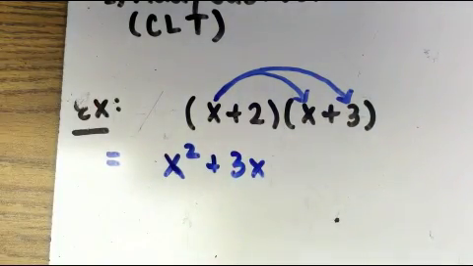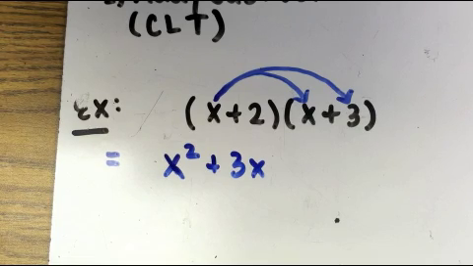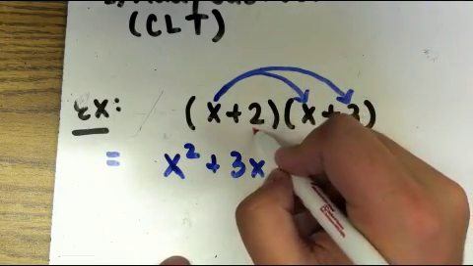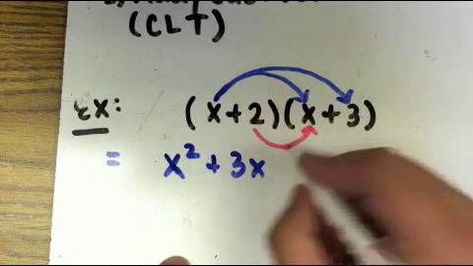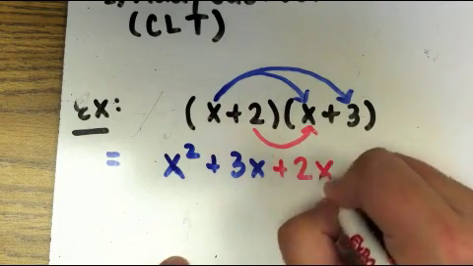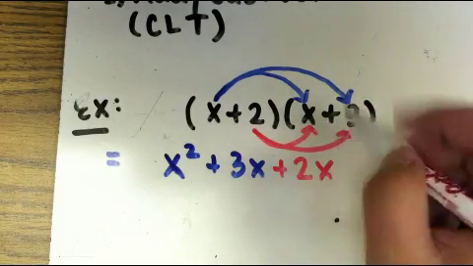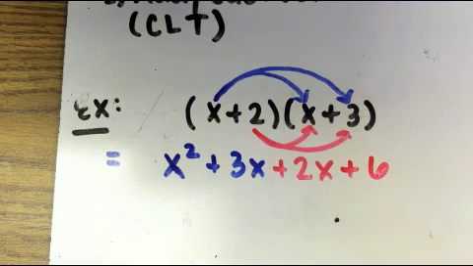So that's that part. I'm done with the x. Now I need to distribute the 2. So I'm going to say 2 times x, which is plus 2x, and 2 times 3, which is plus 6. And then stop right there, because I've done all the multiplying that I can.